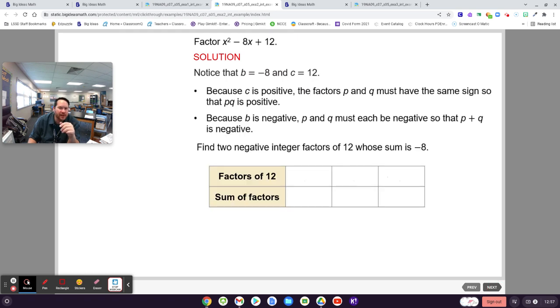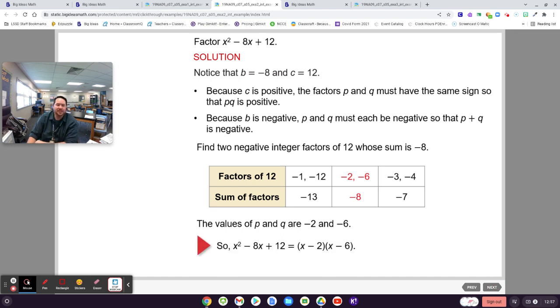So the factors of 12, you can do 1 times 12. That doesn't add up to negative 8. Negative 1 times negative 12 also does not add up to negative 8. And then you can do negative 2 times negative 6, negative 3 times negative 4. Check it out. Negative 2 and negative 6 add up to negative 8. Therefore, our missing P and Q values are negative 2 and negative 6. So when you factor it, it's x minus 2 times x minus 6. Okay, another great example. Add it to your notes.